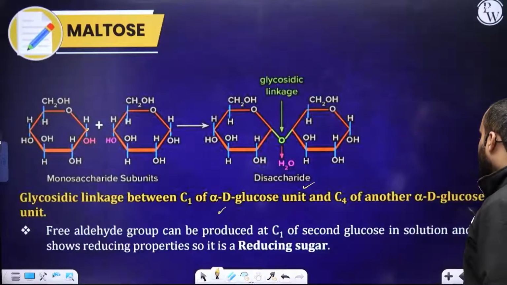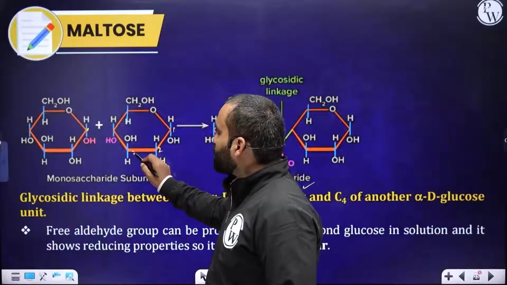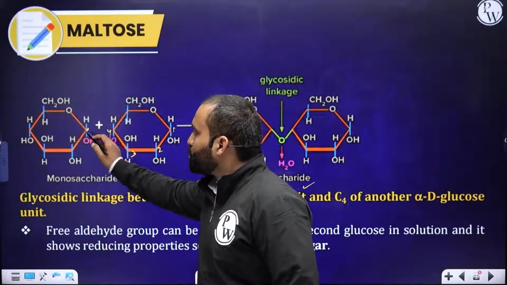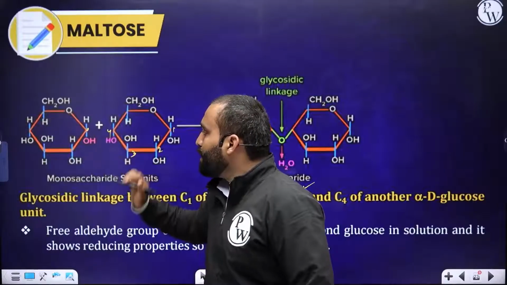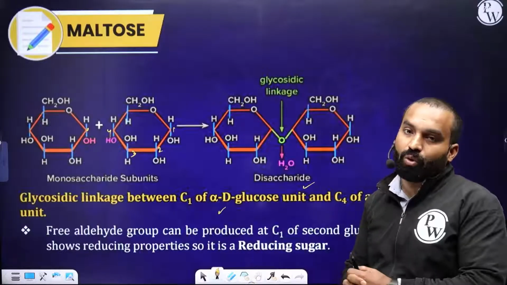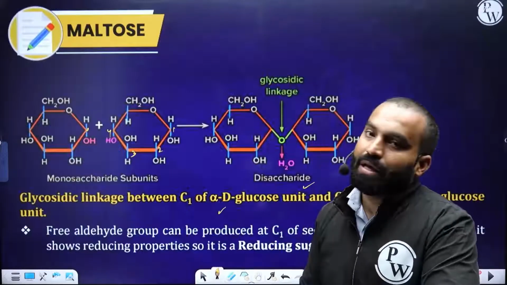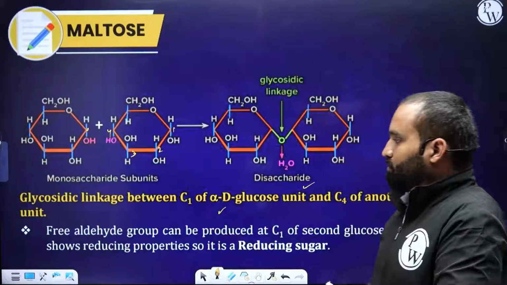And C4 of another alpha D glucose. This is carbon number 1, this is carbon number 2, carbon number 3, carbon number 4. So the connection is between carbon number 1 and carbon number 4. Both of them are alpha glucose. So what's the product of maltose hydrolysis? It is glucose, D glucose.